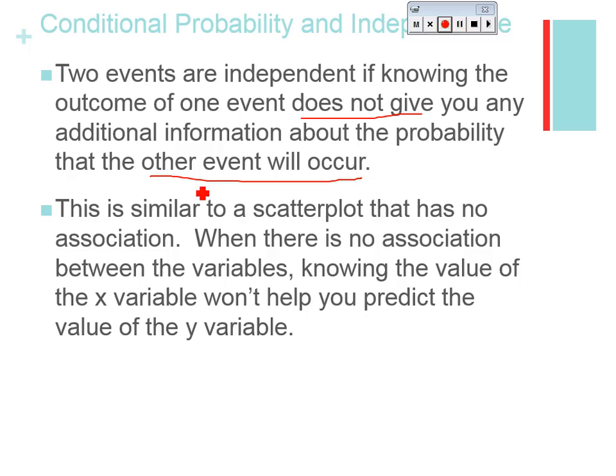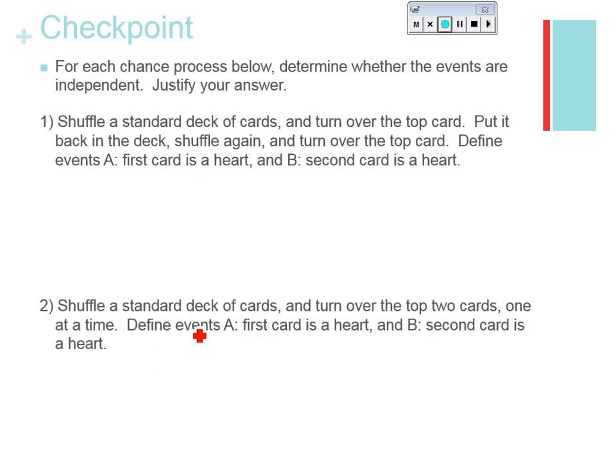And just sort of a point of note, referencing back some things that we've already done. This is similar to a scatter plot that has no association. And by that we mean when you have 2 variables in a scatter plot that are not associated, then what we know is that knowing the value of the x variable, if there's no association, doesn't really help you to predict what the value of the y variable would be. So just sort of some similarities there in regards to some things we've done previously with scatter plots, and then also some things with conditional probability and independence.